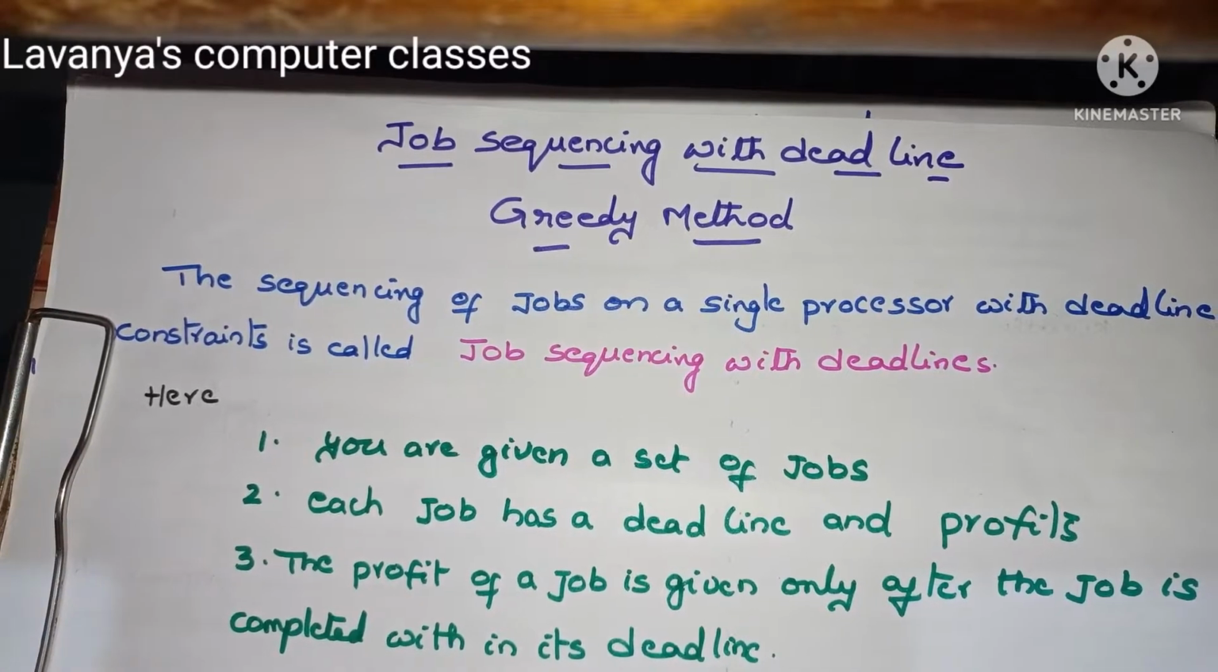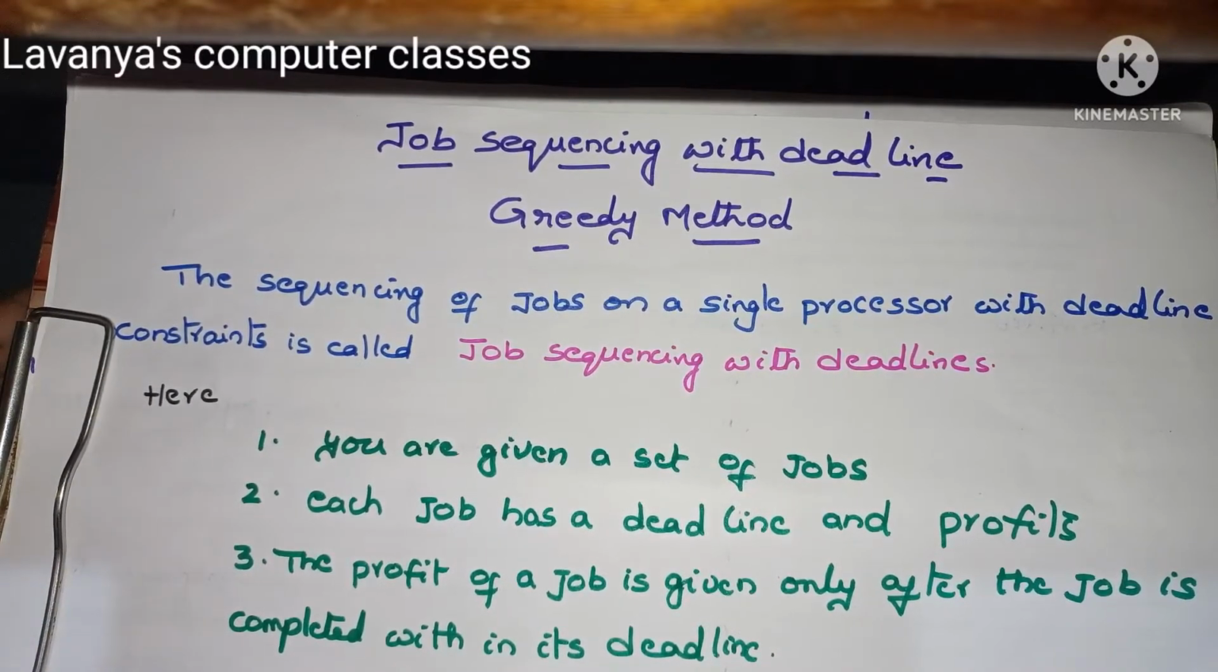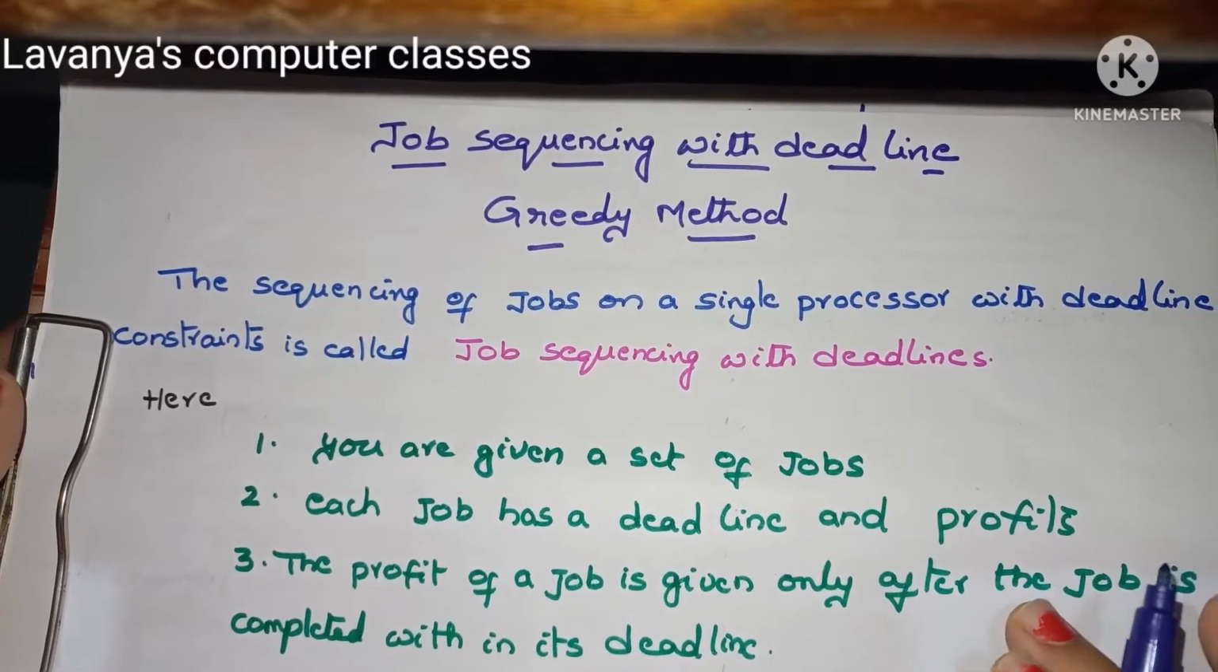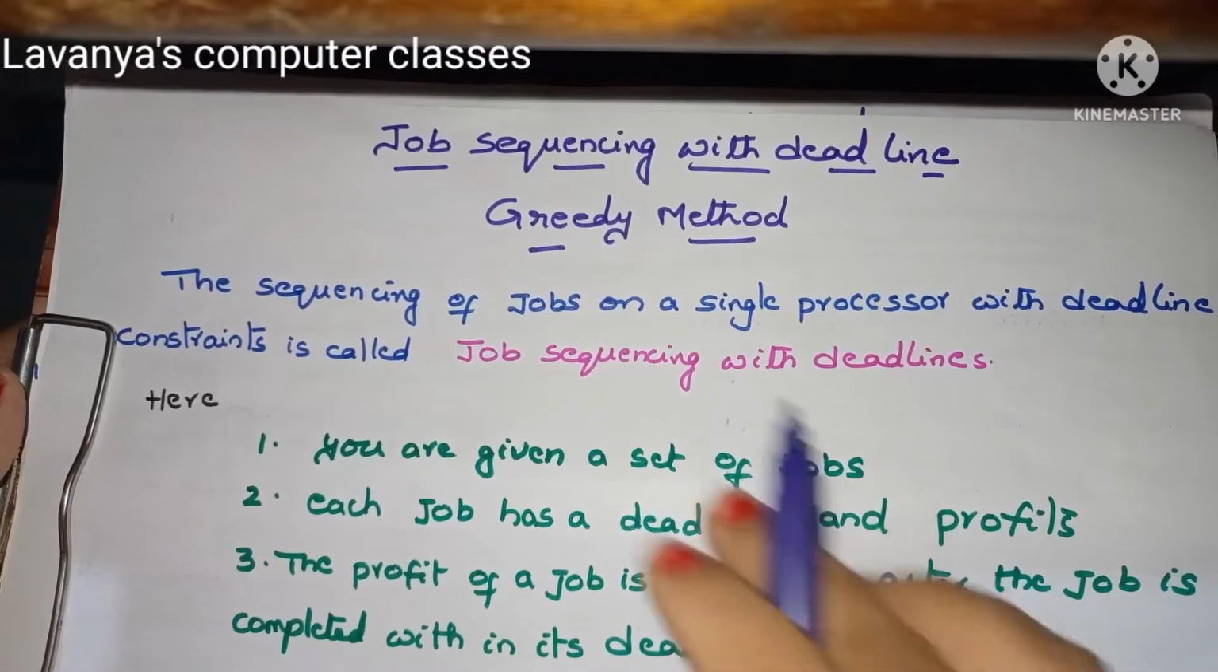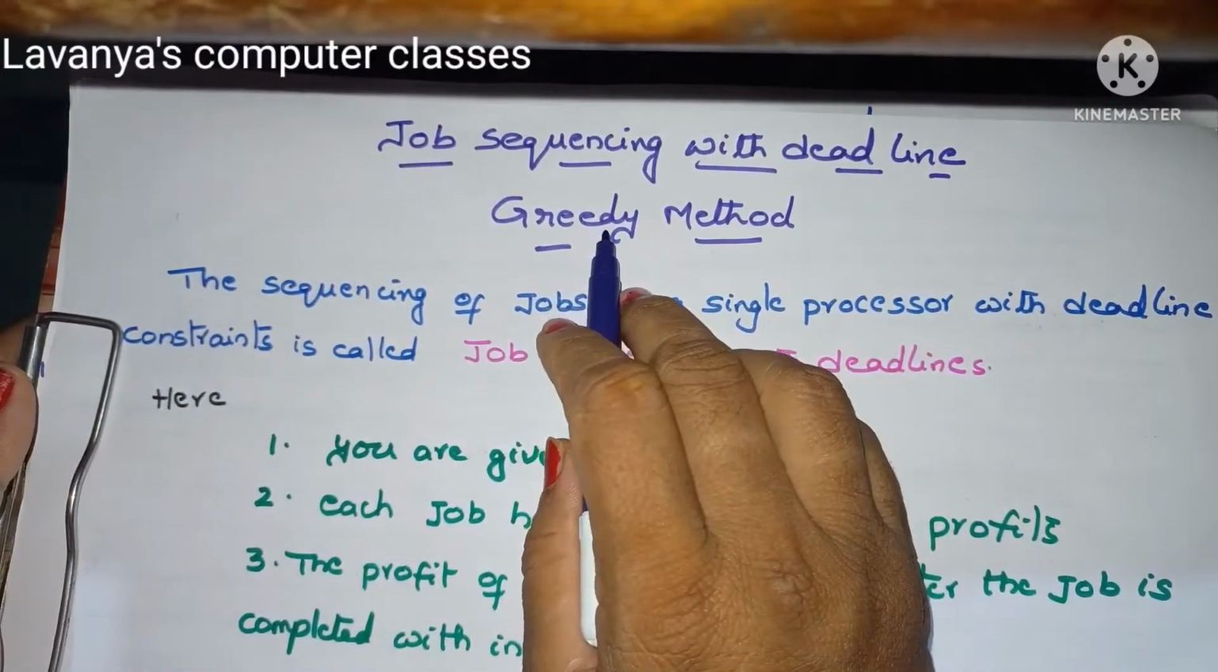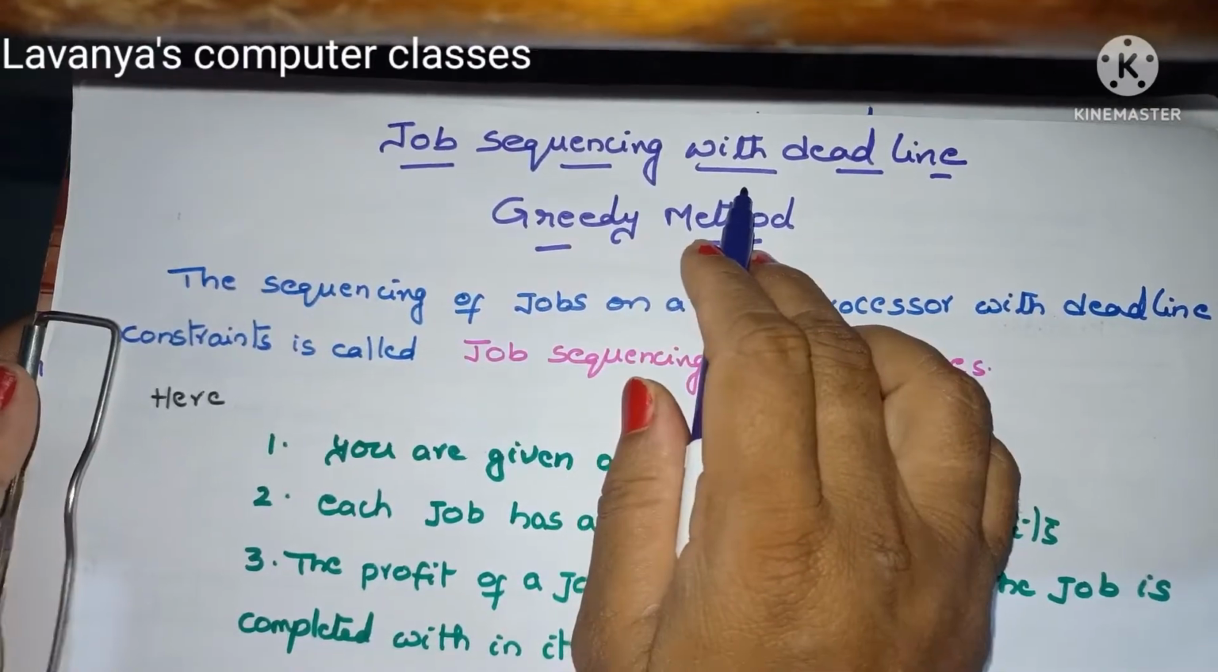In this video, I will explain job sequencing with deadlines. This is an example for the greedy method. In the greedy method, I already explained minimum spanning trees, using Kruskal's method and also Prim's method. Now one more example for the greedy method: job sequencing with deadlines.